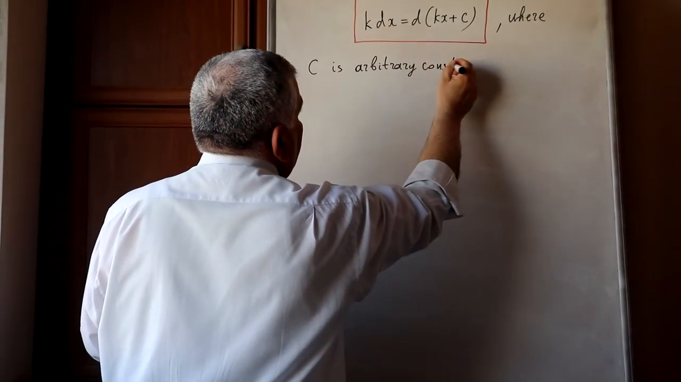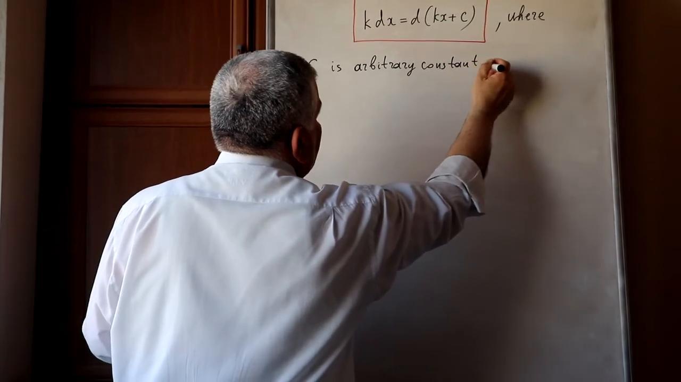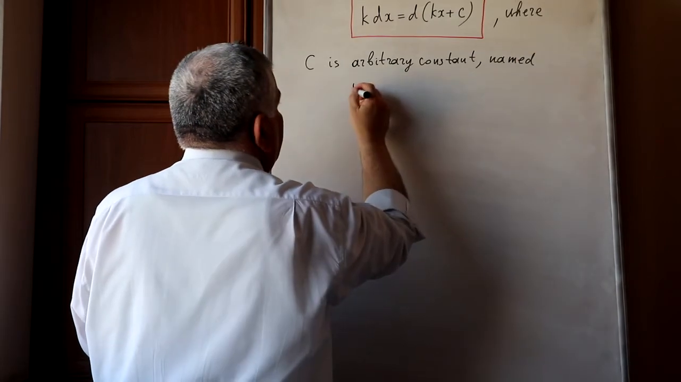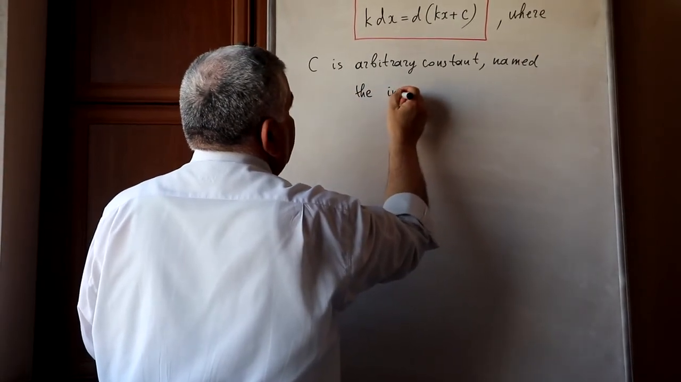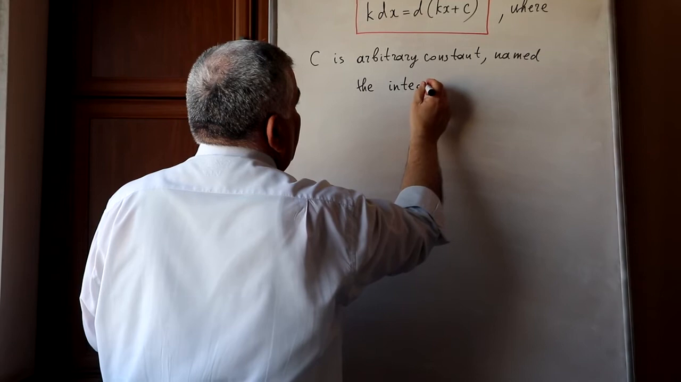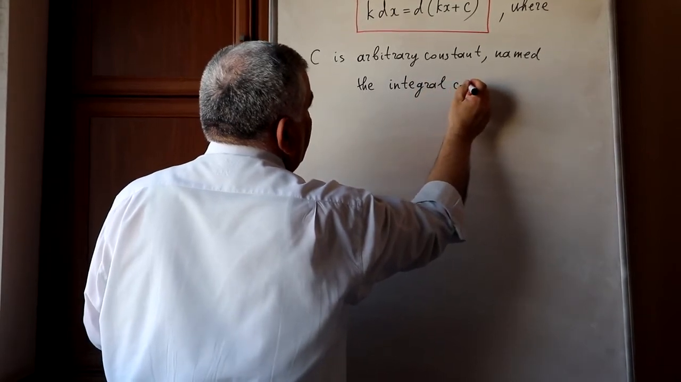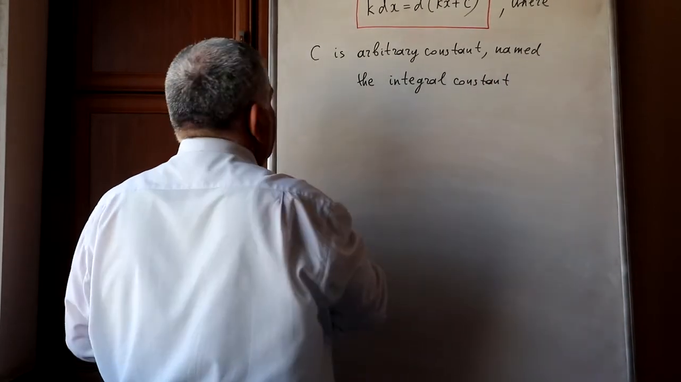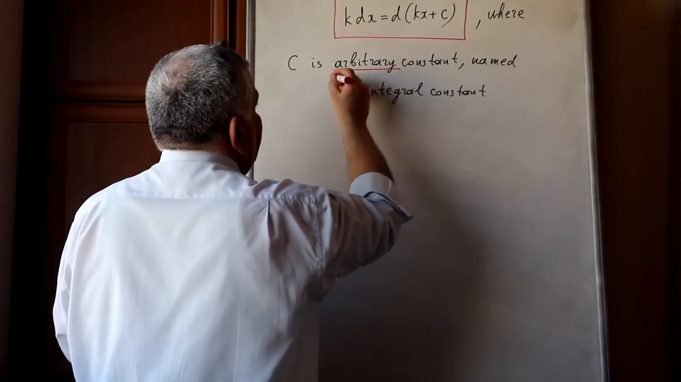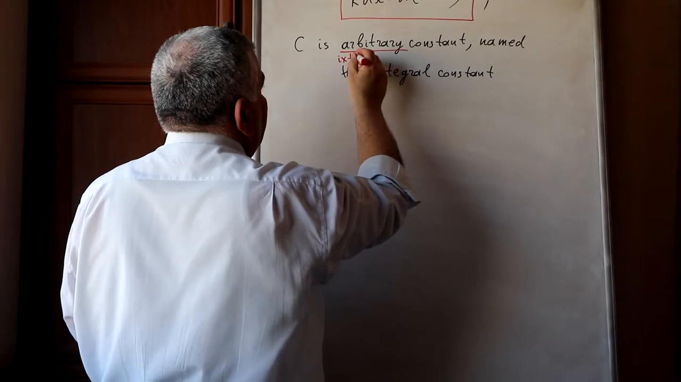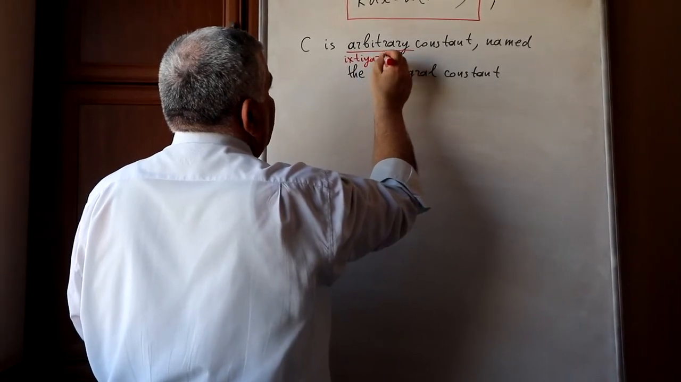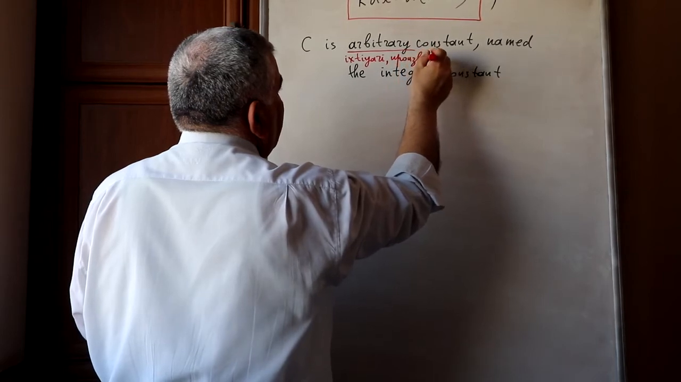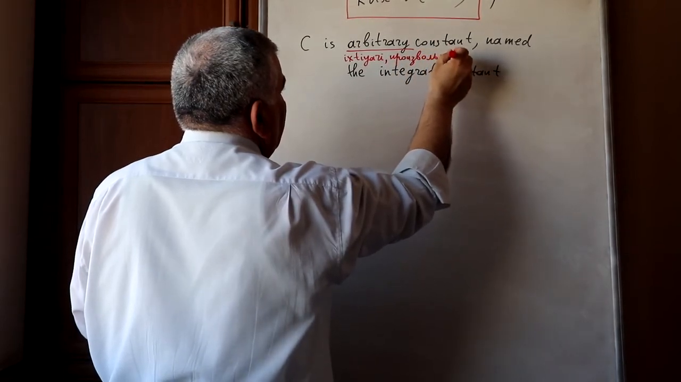It is named the integral constant. Constant. Arbitrary, in another language it is ihtiyari. Ihtiyari, in Russian, произвольный.